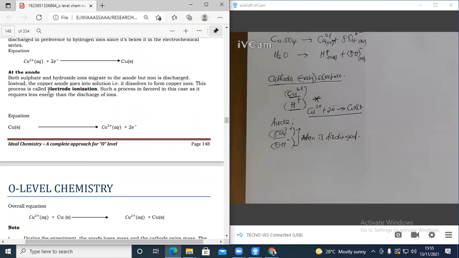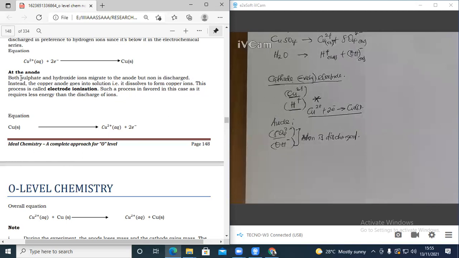This process is called electrode anodizing, the disappearance of the electrode in the solution. Such a process is favored in this case, as it requires less energy than the discharge of ions. So you find that the anode finds it easier to dissolve in the solution instead of the ions being discharged. It gets attracted to the negative ions and dissolves in the solution there.